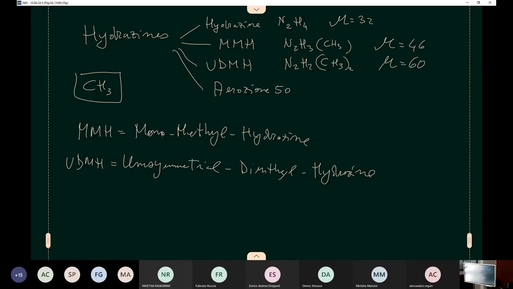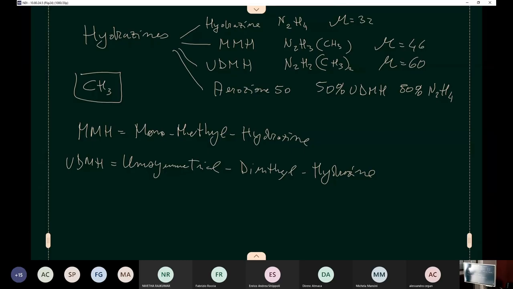And the last one is that you can then have mixtures using hydrazine and MMH or UDMH. One interesting mixture is that of UDMH and N2H4, which is this hydrazine, that is 50% UDMH and 50% hydrazine. Or you have, it should be UDMH25, I don't remember exactly the name, the case where you have 25% of UDMH and the remaining part is hydrazine.